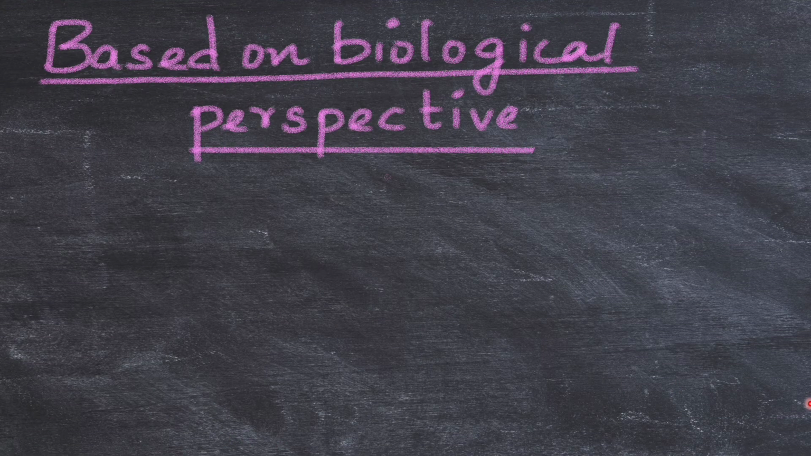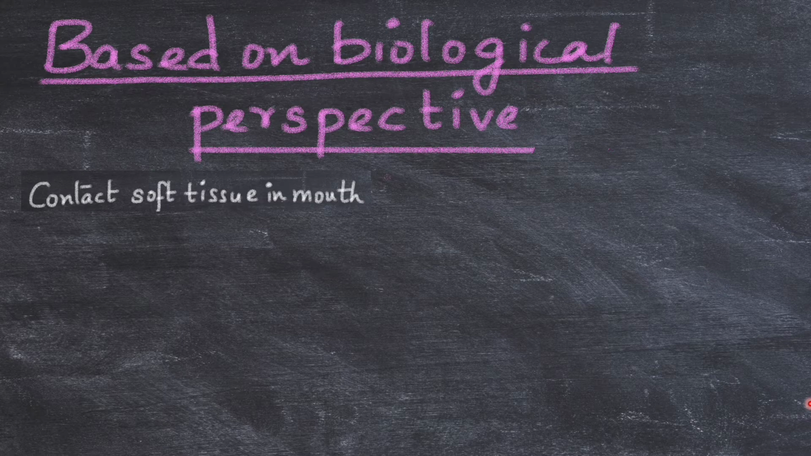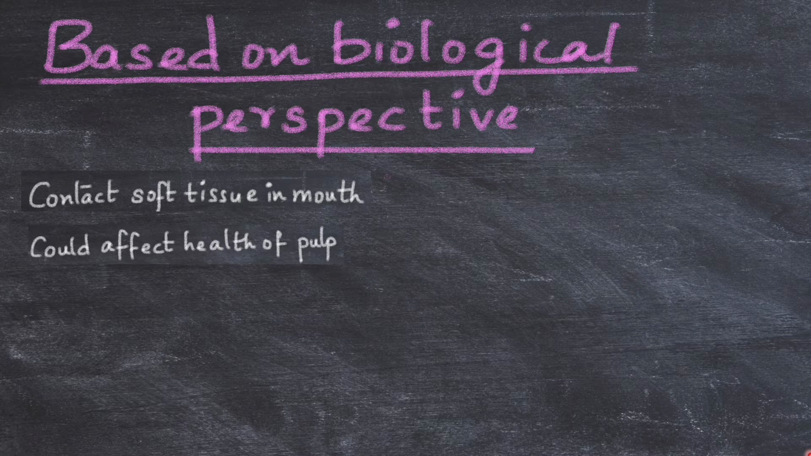Based on the biological perspective, a dental material can be divided into a few types, mainly into 6 types. The first one is the material which is going to come in contact with the soft tissue of the tooth. You can compare it to an impression material or the denture base materials. Now, which would affect the health of the pulp, mainly your dental cements or your varnish, all those things. Or you can talk about the calcium hydroxide, which is used for direct pulp capping technique.